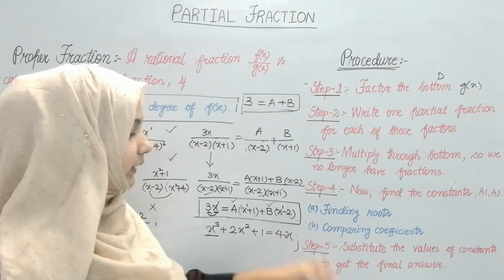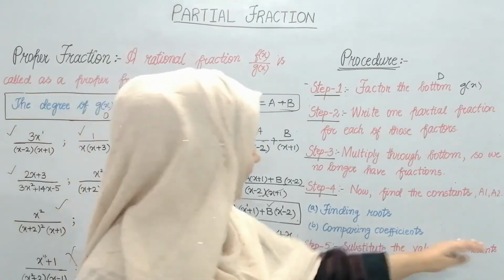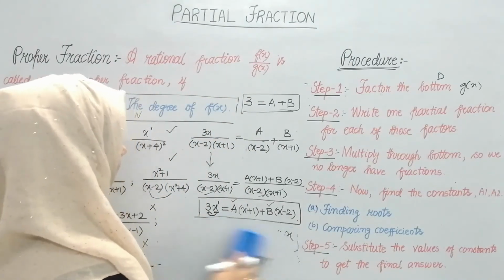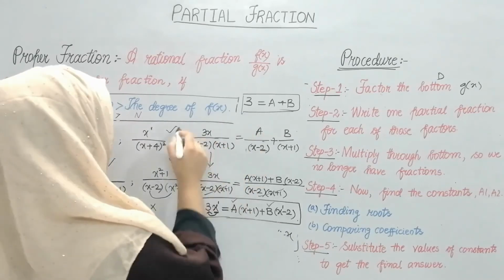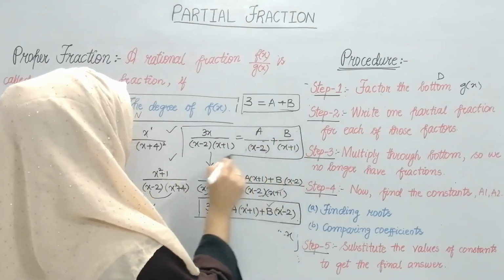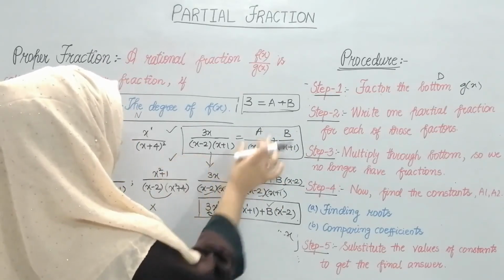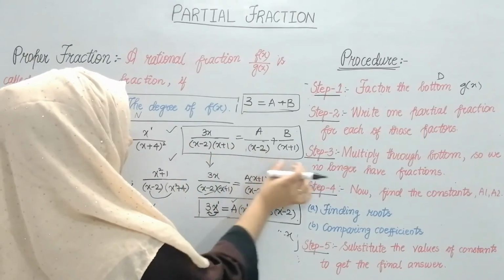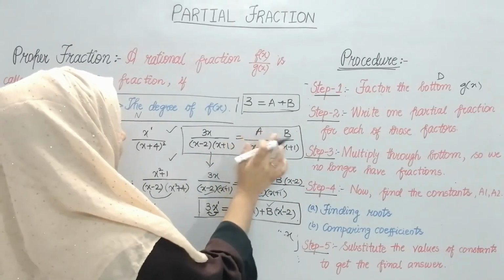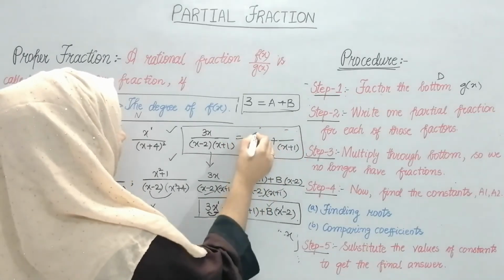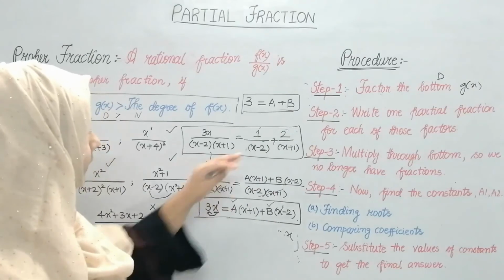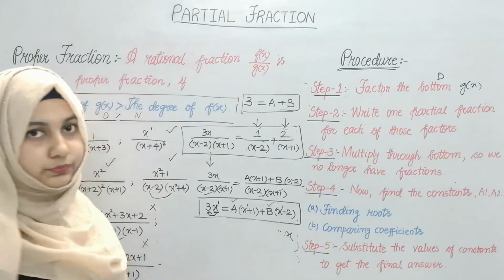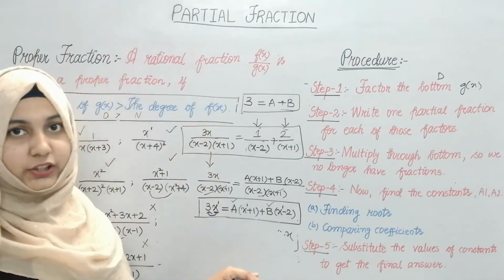Now after finding all the constants, step 5 is to substitute the values of the constants to get the final answer. Where do we substitute these constants? Here, in this question from where we started, right? This was the point where we decomposed this question into two partial fractions. So here we substitute the values of a and b. Suppose the values of a and b we got as 1 and 2. Now this one is my partial fraction and this is my other partial fraction. This is the procedure that we are going to follow.